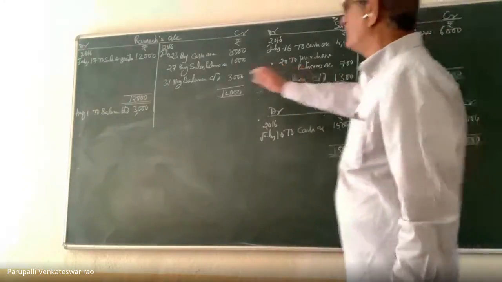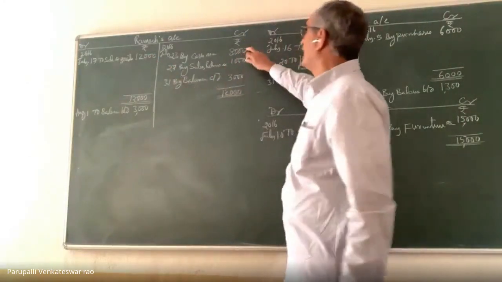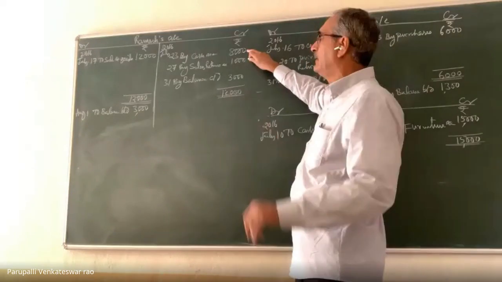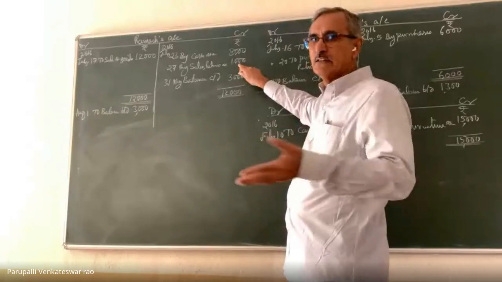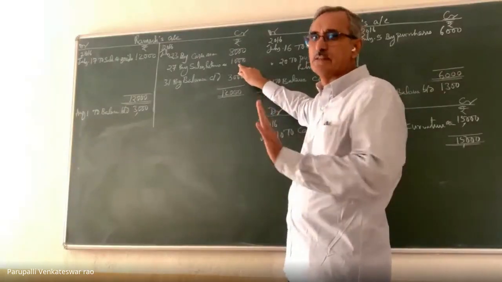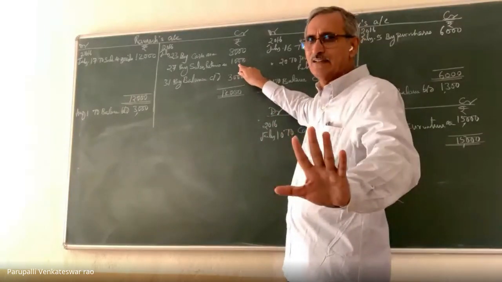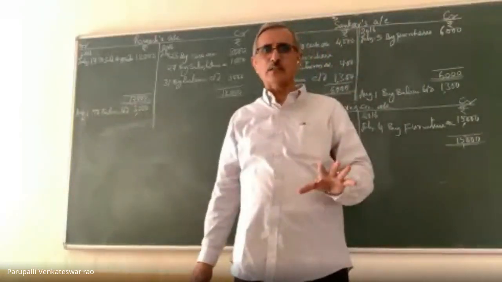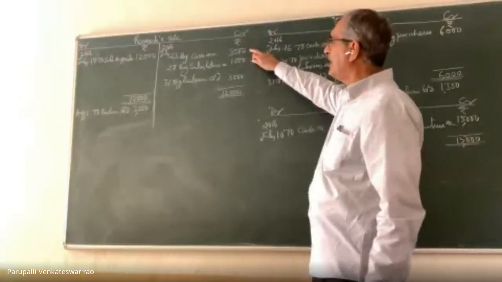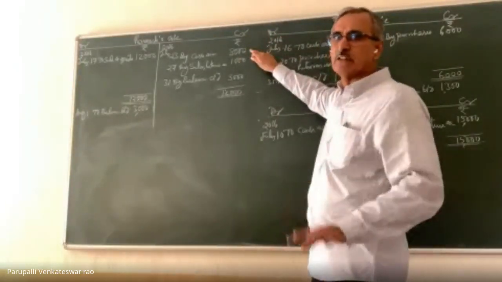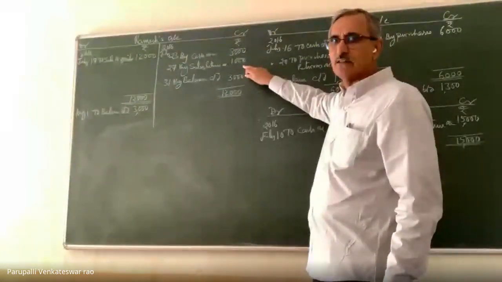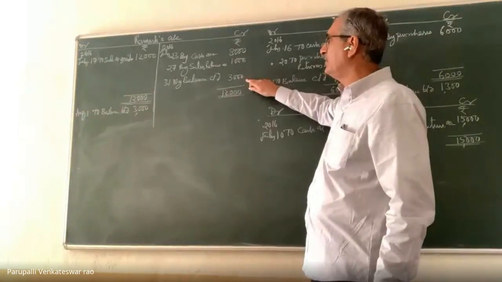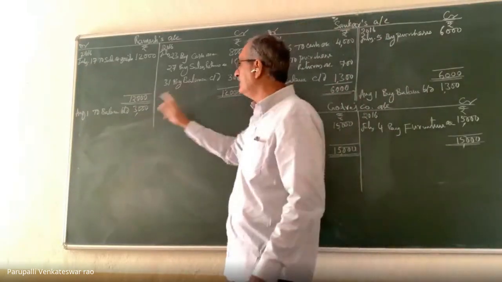Look here, Ramesh: we sold goods for 12,000 on credit. Out of 12,000, he paid 8,000 on 23rd. So 4,000 is the balance. Out of 4,000, 1,000 goods were returned by Ramesh. 4,000 minus 1,000, so still 3,000 is due from Ramesh. That is carried down, brought down.